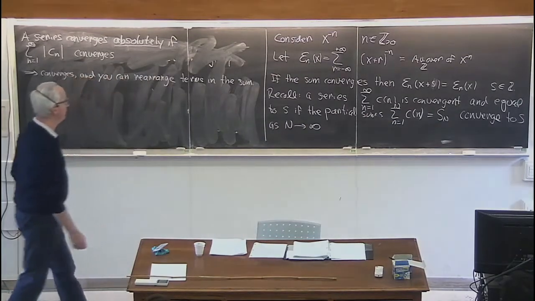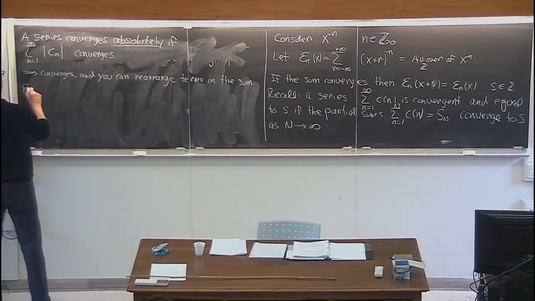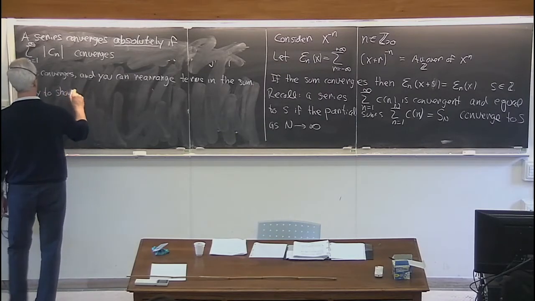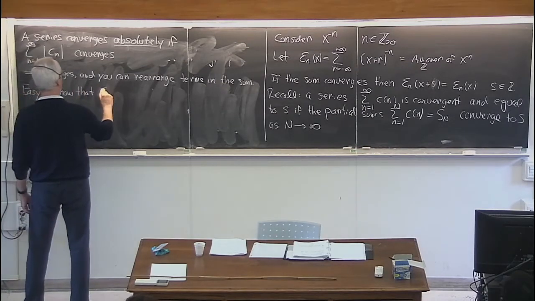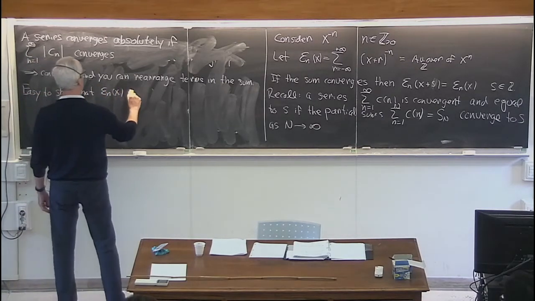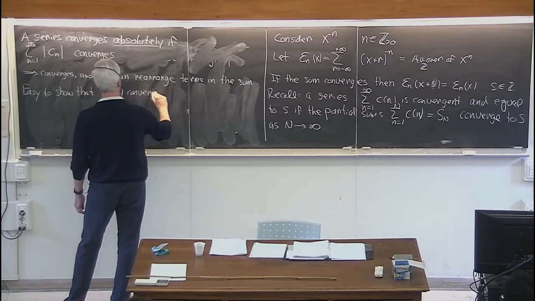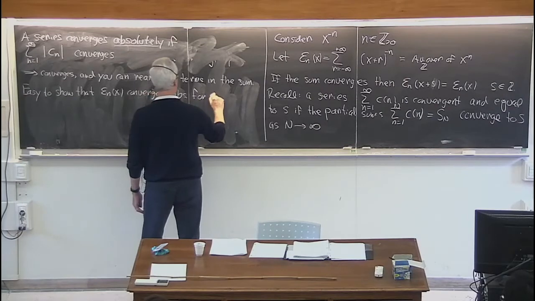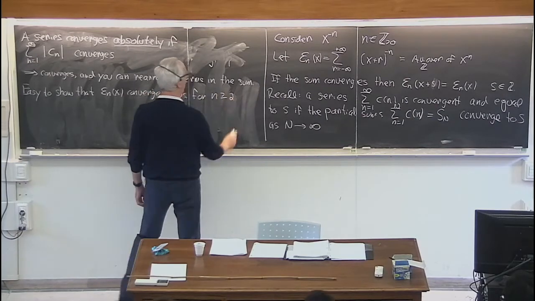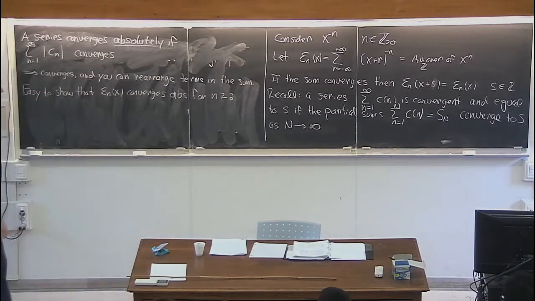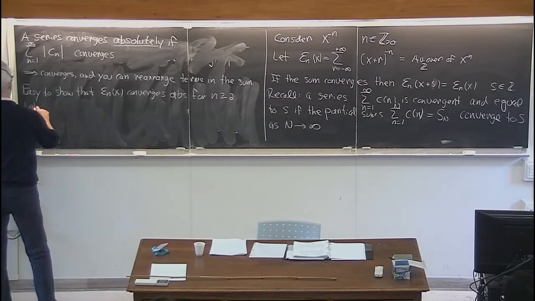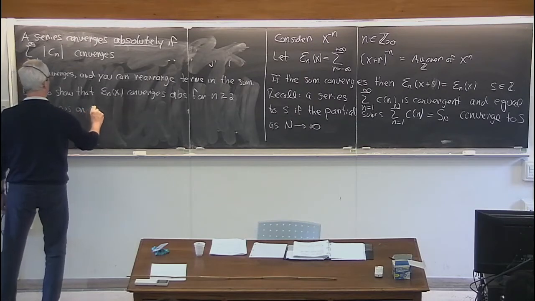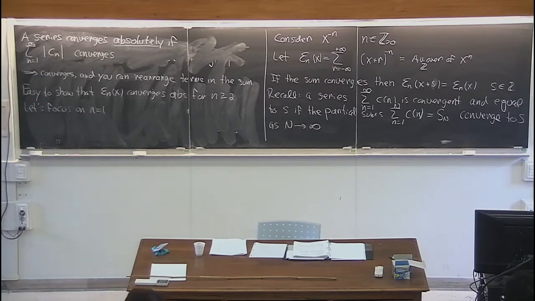So in this particular example, it's fairly straightforward to show that this sum converges absolutely for n equal to 2. So let's focus on the hard case of n equals 1.